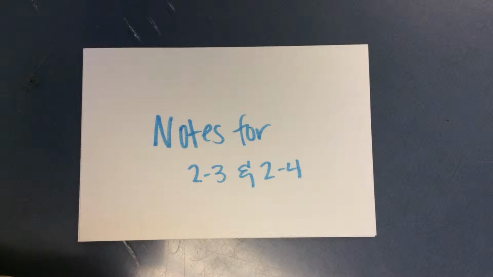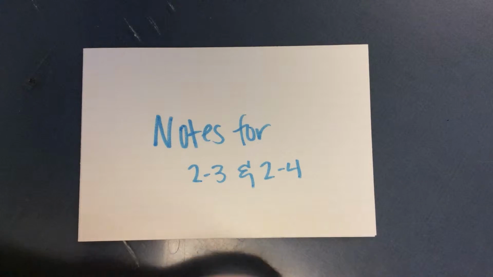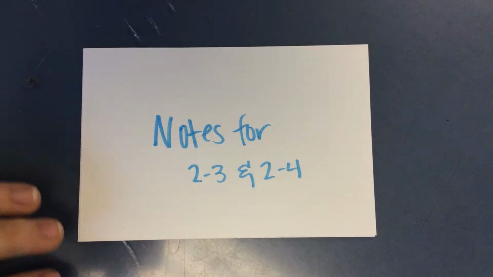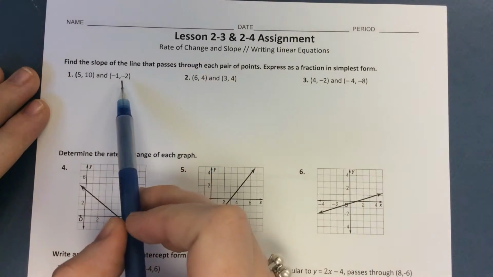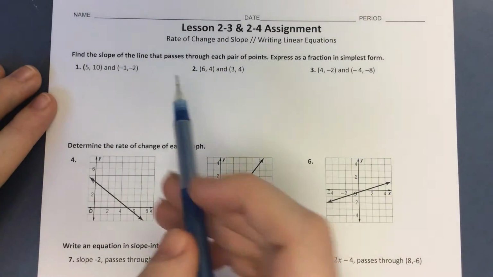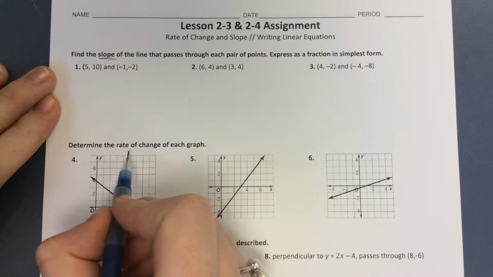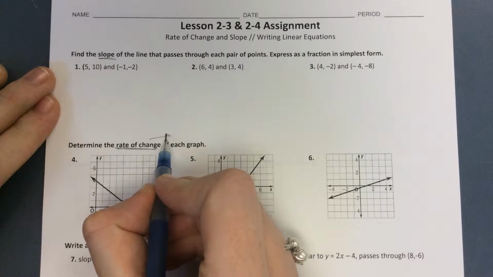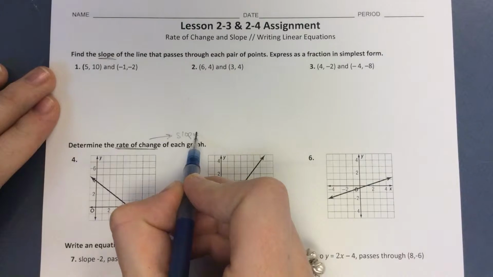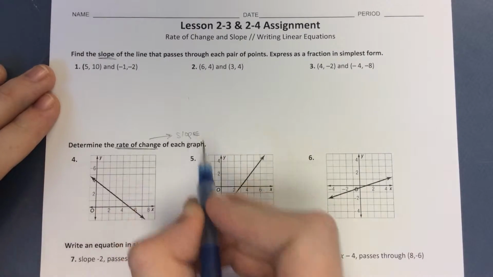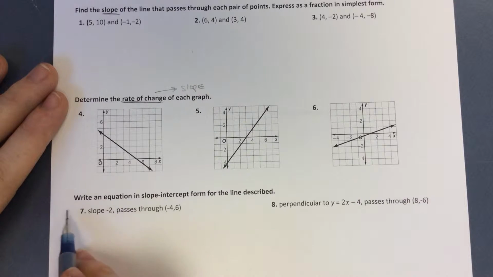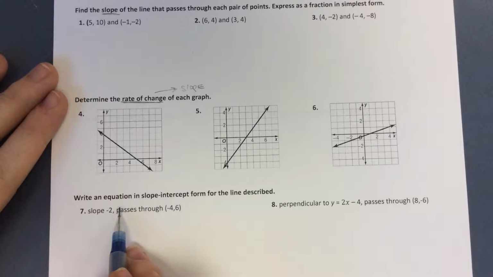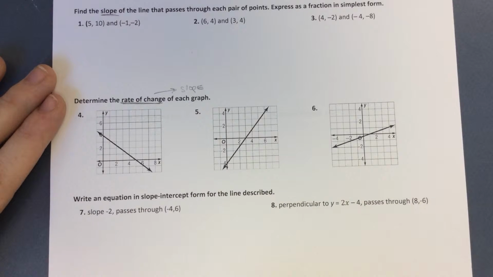Notes. Sections 2-3 and 2-4 are over the rate of change, slope, and writing linear equations. This is what the assignment looks like that goes with it. In the first 6 problems you're finding the slope or the rate of change, which is the same thing as the slope. And then we're going to practice writing equations. This is 2-4, writing equations in slope-intercept form.